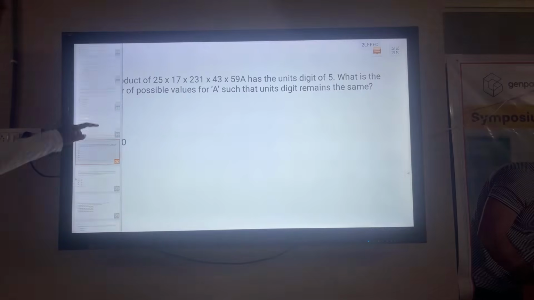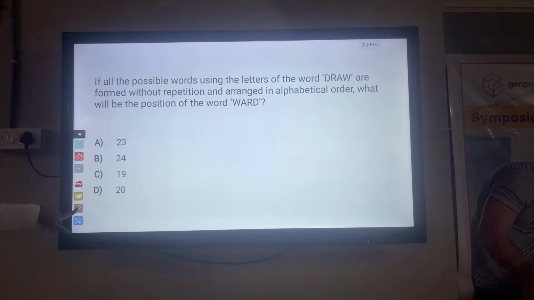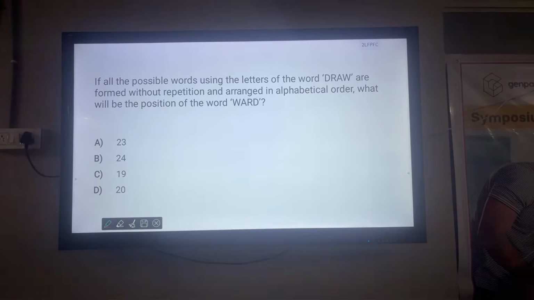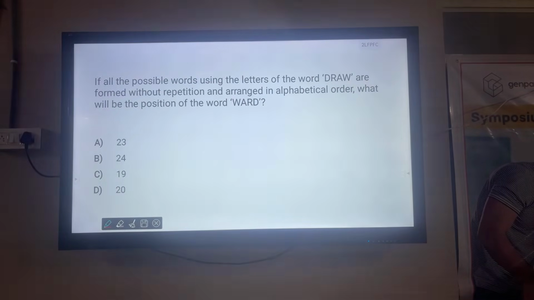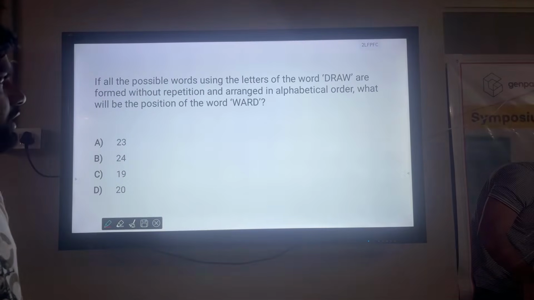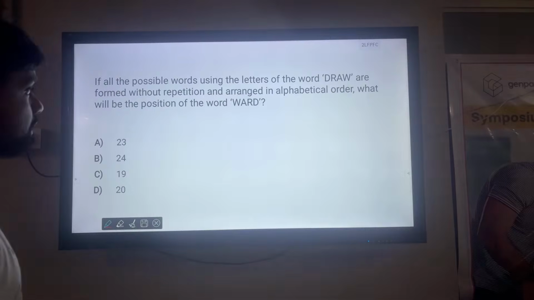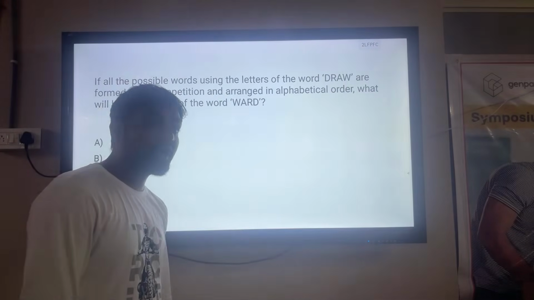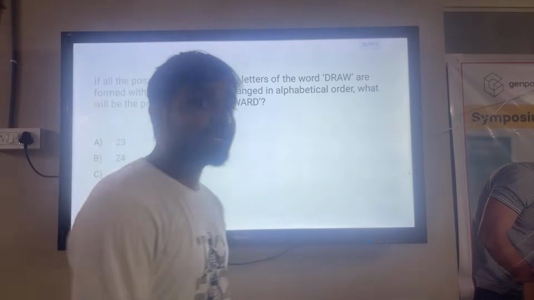Can you answer this question? This question is related to dictionary order and permutation. If all the possible words using the letters of the word WARD are formed without repetition and arranged in alphabetical order, what will be the position of the word WARD? It is from dictionary order and permutation.